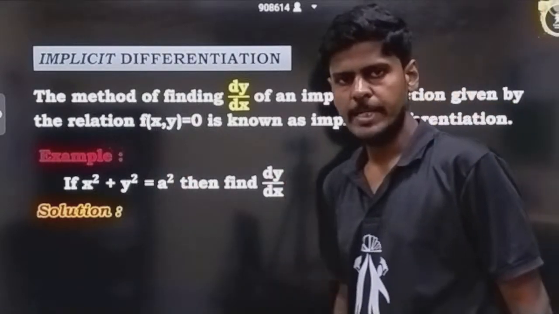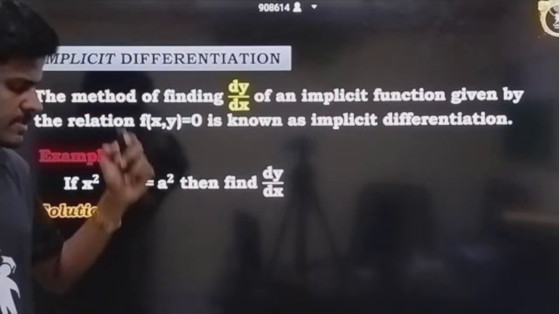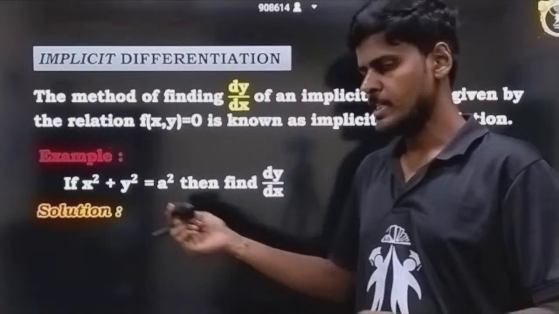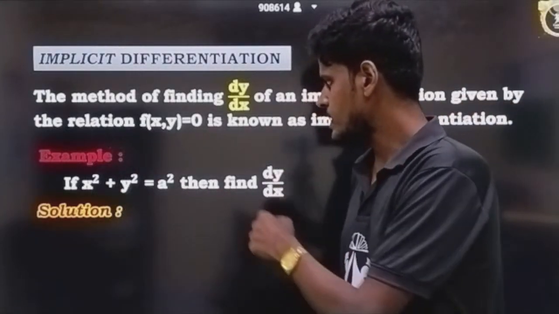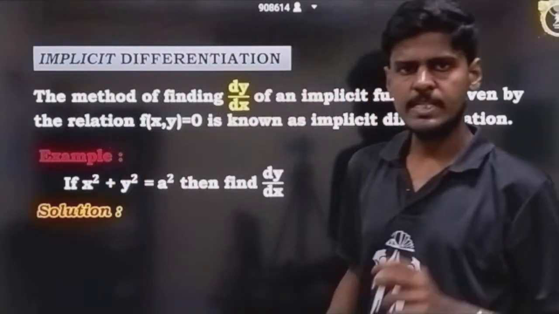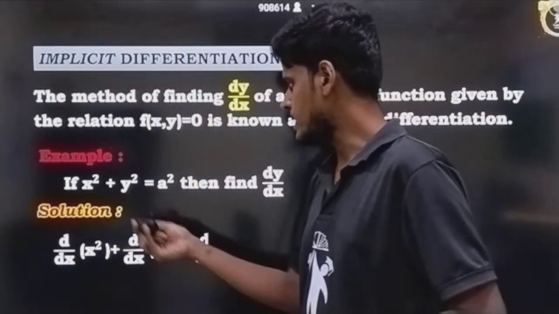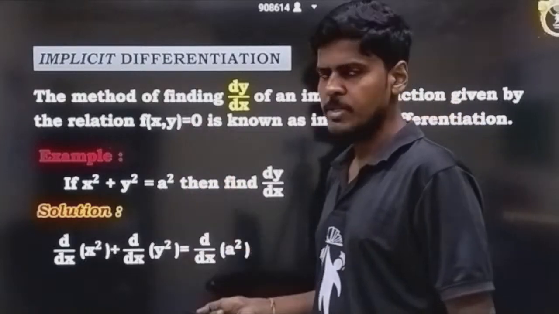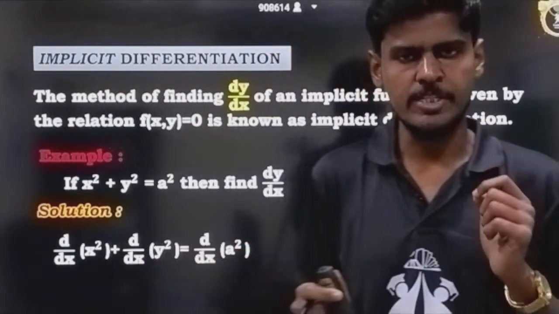Then find dy by dx. Now how to differentiate this? We already know how to differentiate basic functions. We will use the same procedure, dy by dx. That means this entire value is considered as a function of x, so we directly differentiate the entire left hand and right hand side. That is the common step for finding differentiation of implicit functions.